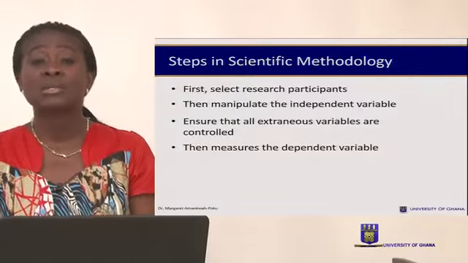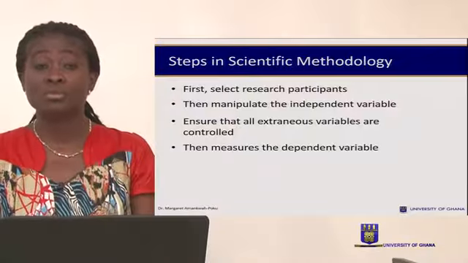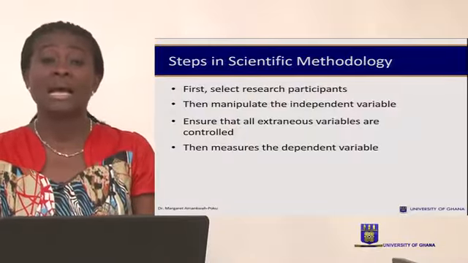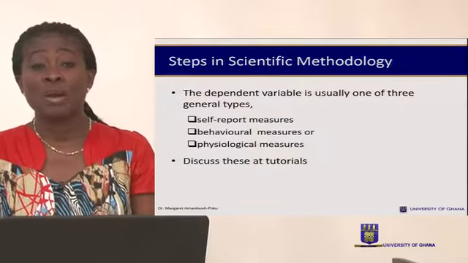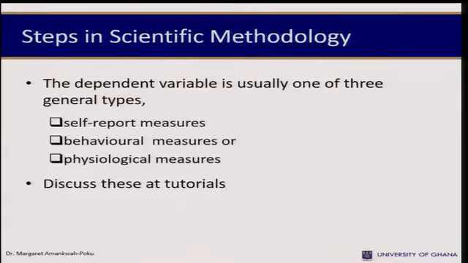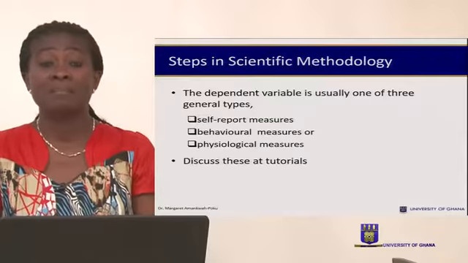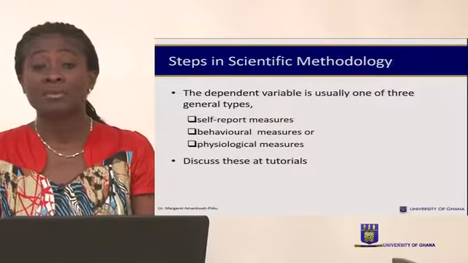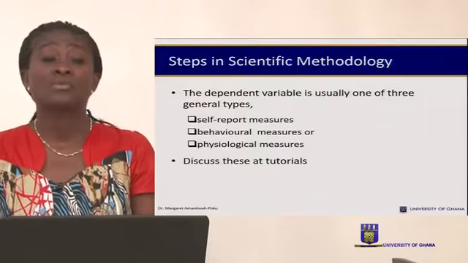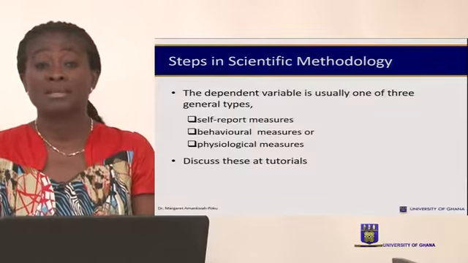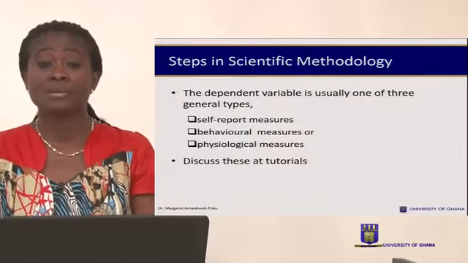And then we ensure that all extraneous variables have been controlled. Then we measure our dependent variable. Usually the dependent variable will be one of these 3 types. It could be self-report measures, there could be behavioral measures, or physiological measures such as, for instance, a glucometer to check individuals' sugar levels. It could be a biofeedback machine, among others. I would like you to read more about these 3 and discuss them during tutorials.